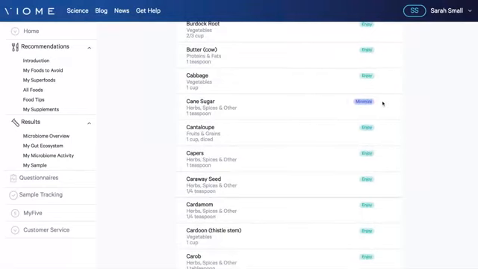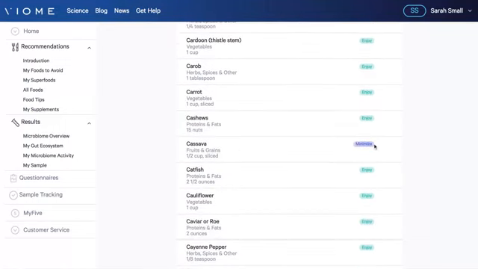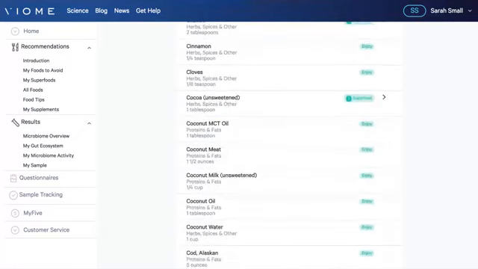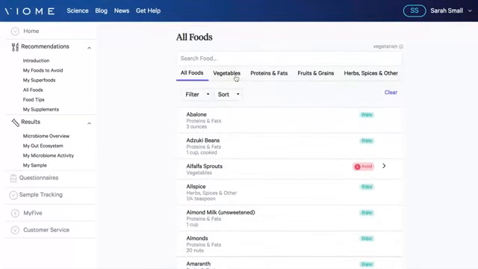Cane sugar, which I cut out about 1.5 to 2 years ago. Again, cut all sugar out intuitively. I was surprised about cassava because I probably have cassava every day, which could also be why it's asking me to minimize it. So it's really interesting. And at the top, it's all alphabetical. So there's these other tabs.